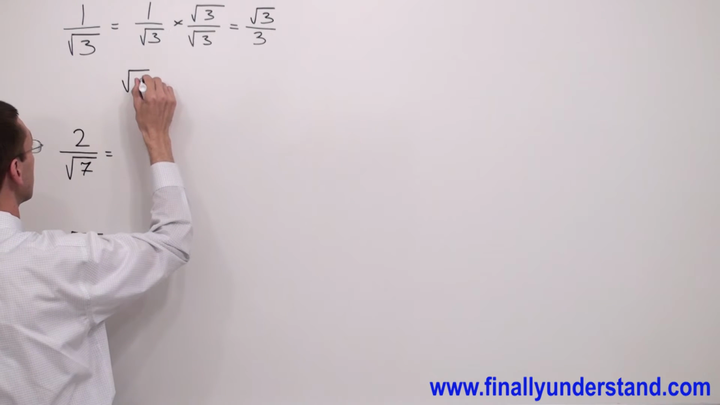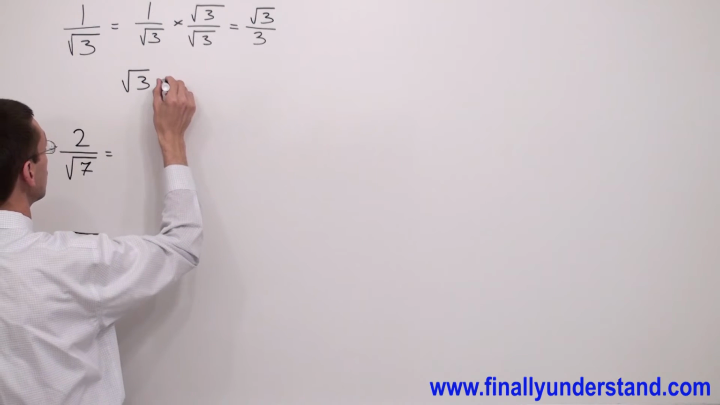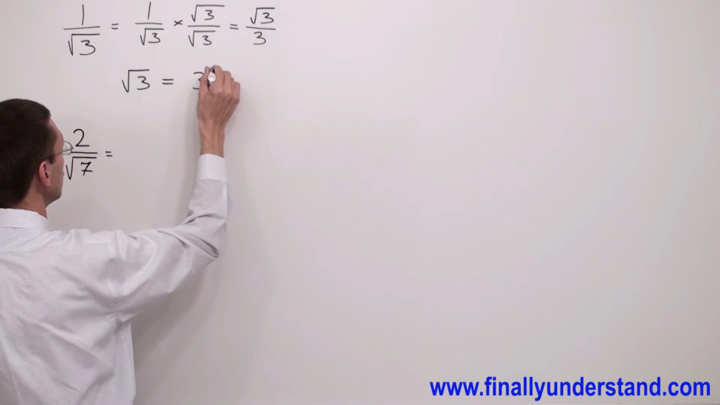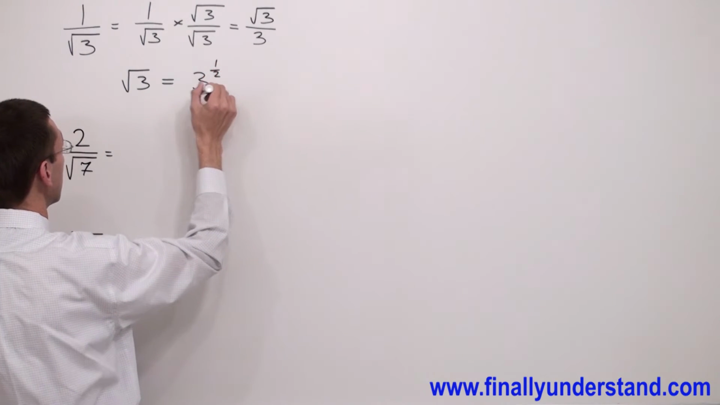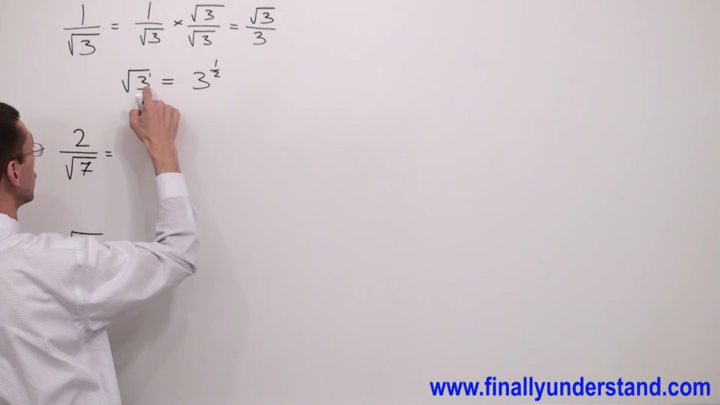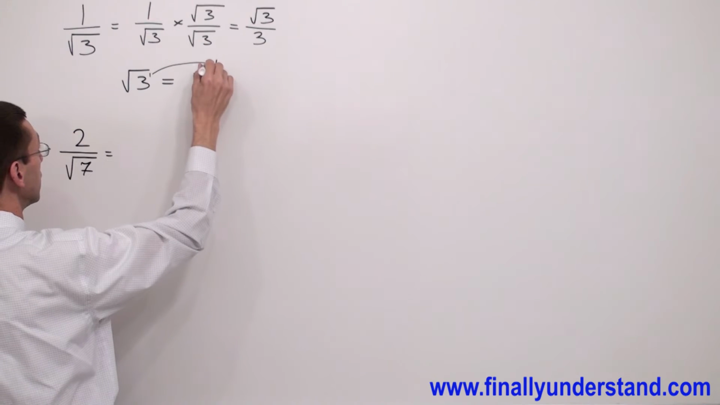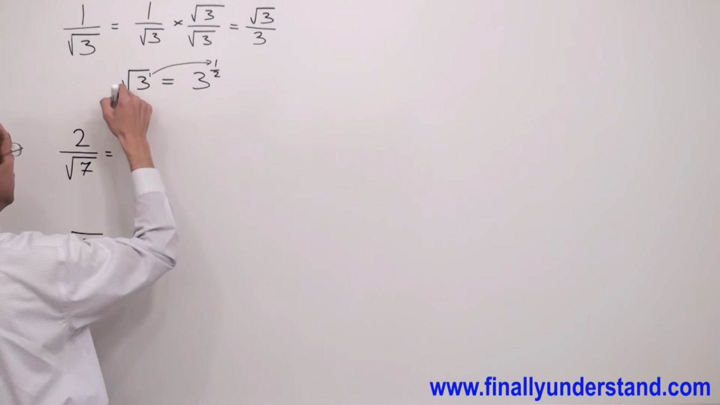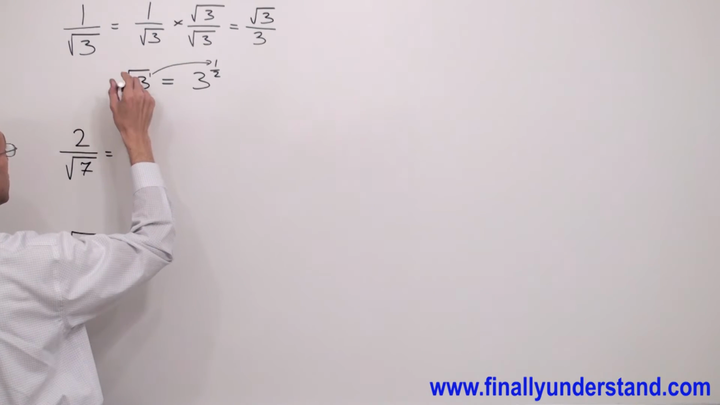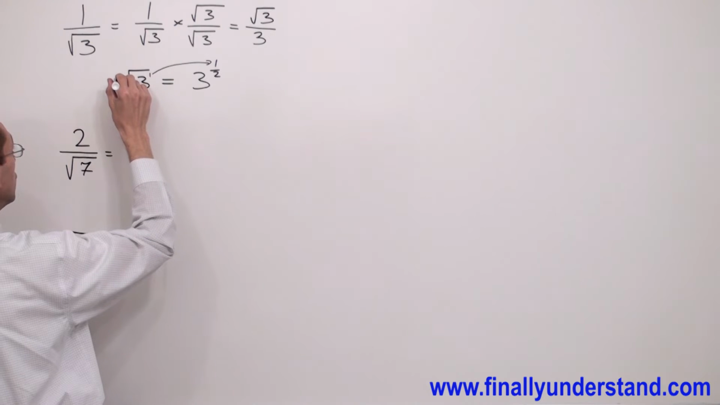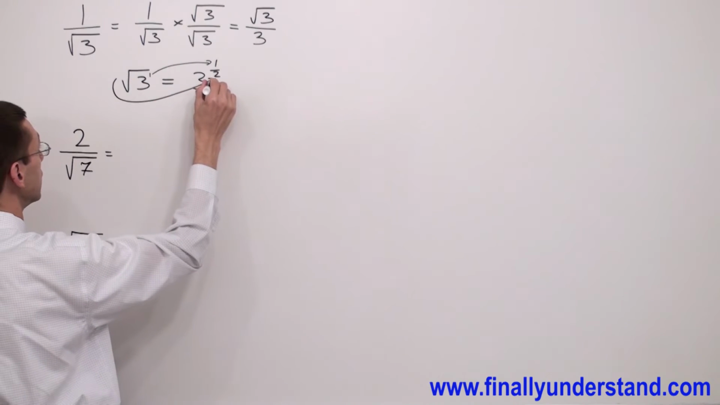Remember, square root of 3 is nothing else than 3 to the power 1/2. Remember, anytime we do not have an exponent, there is always an invisible 1 next to 3, and this exponent goes to the numerator. Invisible index means there is a 2. If there is no index over here, there is always an invisible 2. That 2 goes to the denominator.